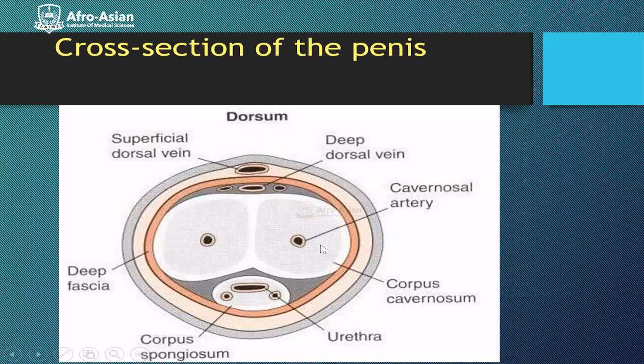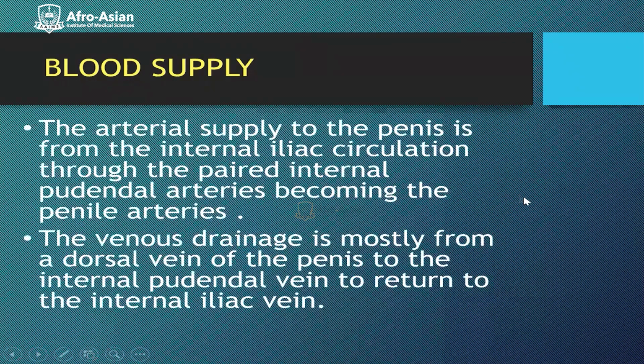These are two cavernosal arteries, deep dorsal vein and superficial dorsal vein. So these two veins are important, and then there are the cavernosal arteries. The arterial supply to the penis is from the internal iliac circulation through the paired internal pudendal arteries, becoming the penile arteries. The venous drainage is mostly from a dorsal vein of the penis to the internal pudendal vein to return to the internal iliac veins.